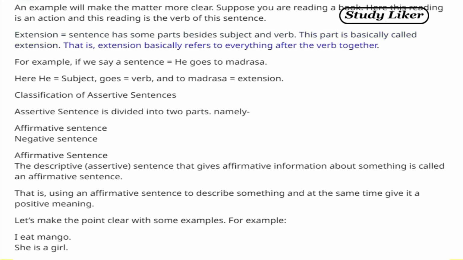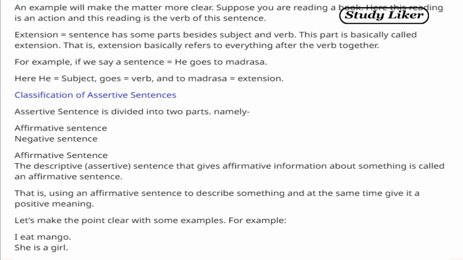That is, extension basically refers to everything after the verb together. For example, if we say the sentence "He goes to madrasa," here "he" is the subject, "goes" is the verb, and "to madrasa" is the extension.